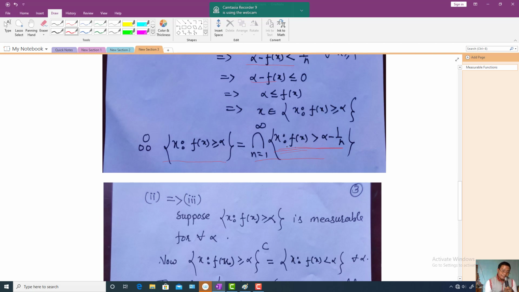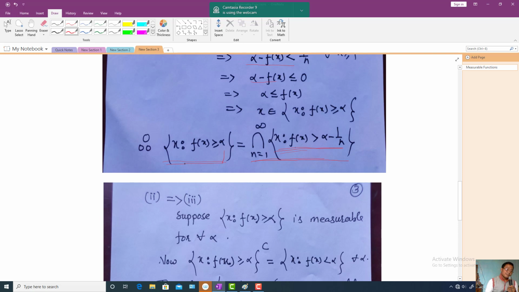Again, by a property of measurable sets, if you have a sequence of measurable sets, their intersection is also measurable. So the intersection of all measurable sets is measurable. So this is also measurable. That means since this is equal to this one, this set is also measurable for each alpha. So that is statement number 2. Now we have established the first implication, 1 implies 2: assuming statement number 1, we have proved statement number 2.